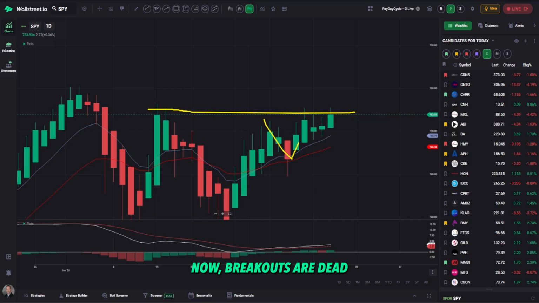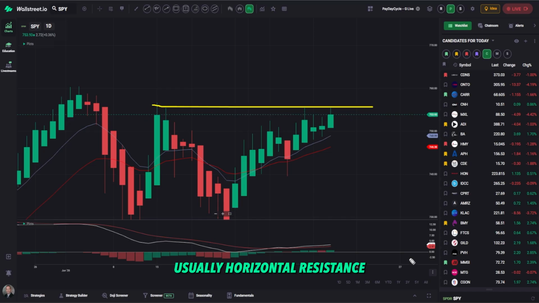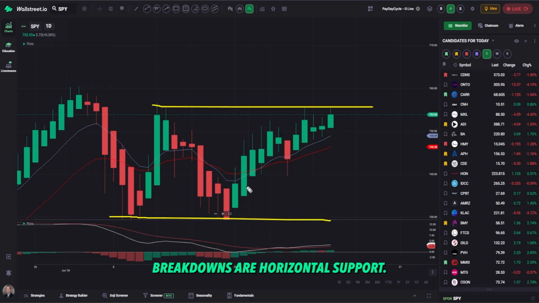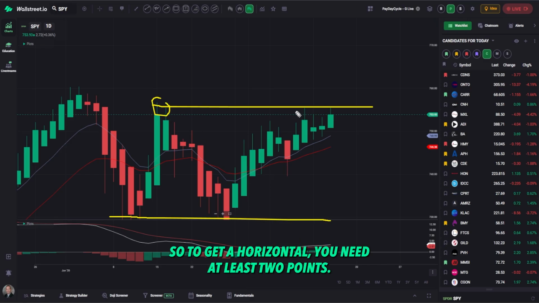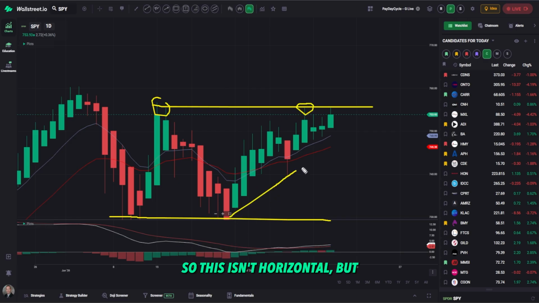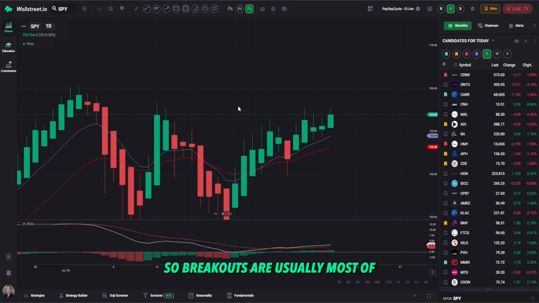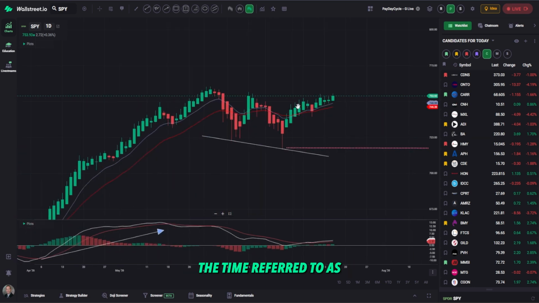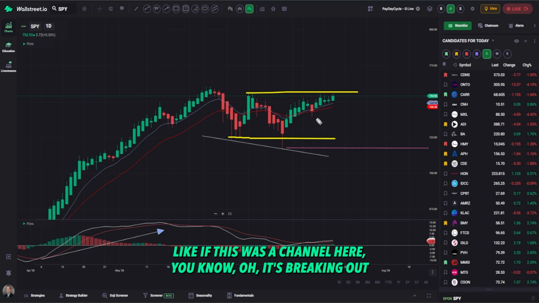Now, breakouts are dead giveaways because they're usually horizontal resistance. Breakdowns are horizontal support. So to get a horizontal, you need at least 2 points. To get a line, you need 2 points. So this isn't horizontal, but this would be a breakdown of the triangle, breakdown of the channel. So breakouts are most of the time referred to as horizontal breakouts or channel breakouts. Like if this was a channel here, you know, oh, it's breaking out of a channel.